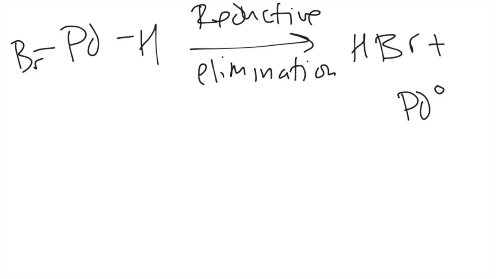Then the next thing shows the migratory insertion, right? Where your palladium will react with your double bond and make the new carbon-carbon bond. So migratory insertion is where that new carbon-carbon bond forms. So that aromatic ring that I have bonding to the carbon that has R2 and H on it, that's where the bond is formed. And now my palladium is bonded to a different carbon.